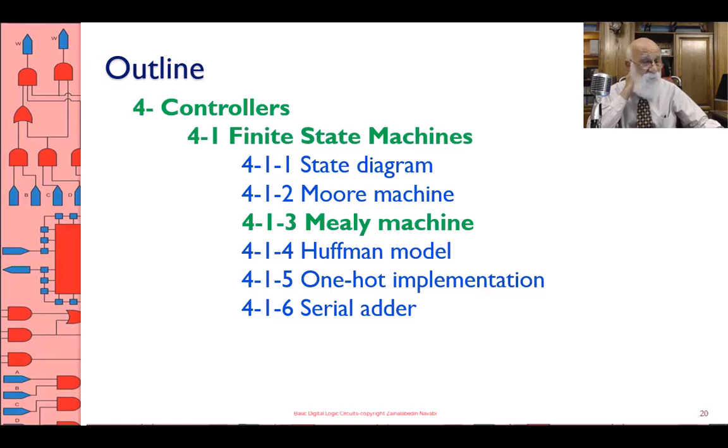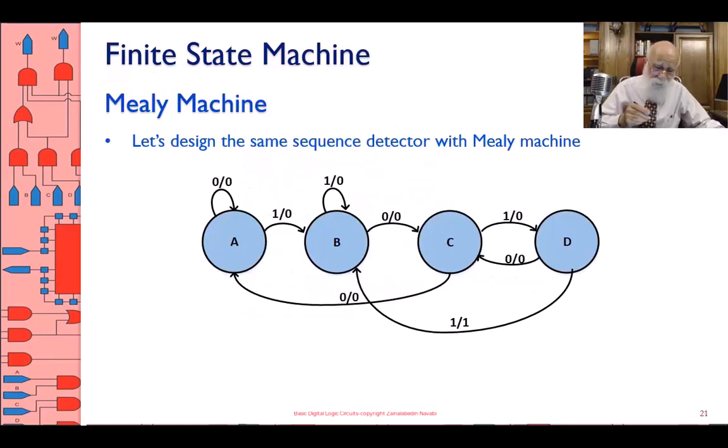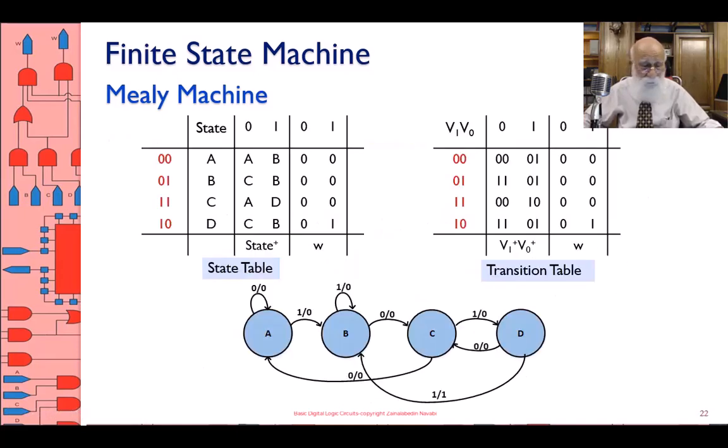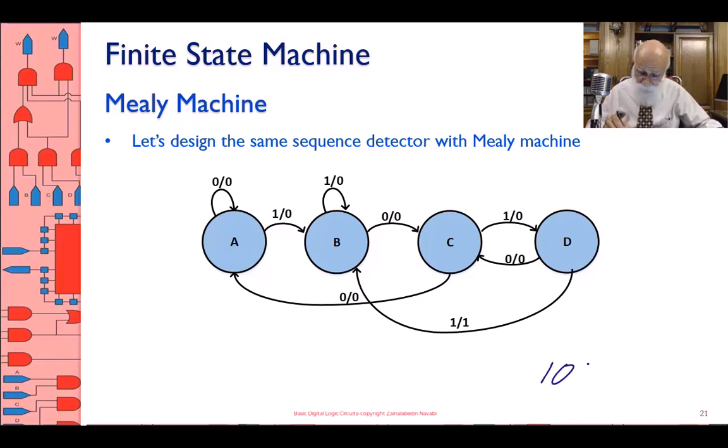So this is Mealy, and again, I'm doing the same thing. I'm detecting the sequence of 1, 0, 1, 1. So again, I start in state A and look for a 1 to go forward. Once I go forward, I get to state B. As I'm going through this, I'm also listing my outputs. So when I'm in state A, I receive a 0, my output is 0. I receive a 1, my output is 0.